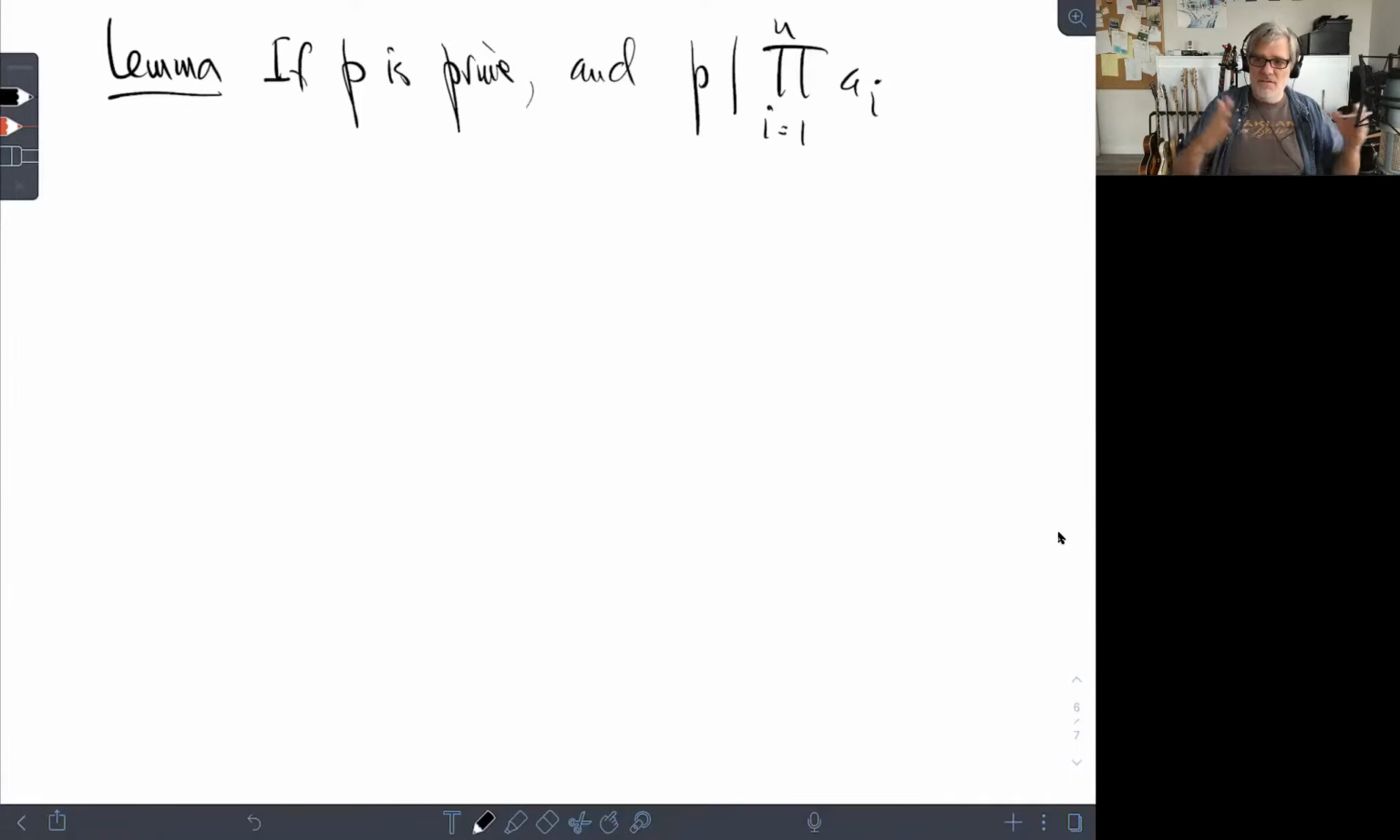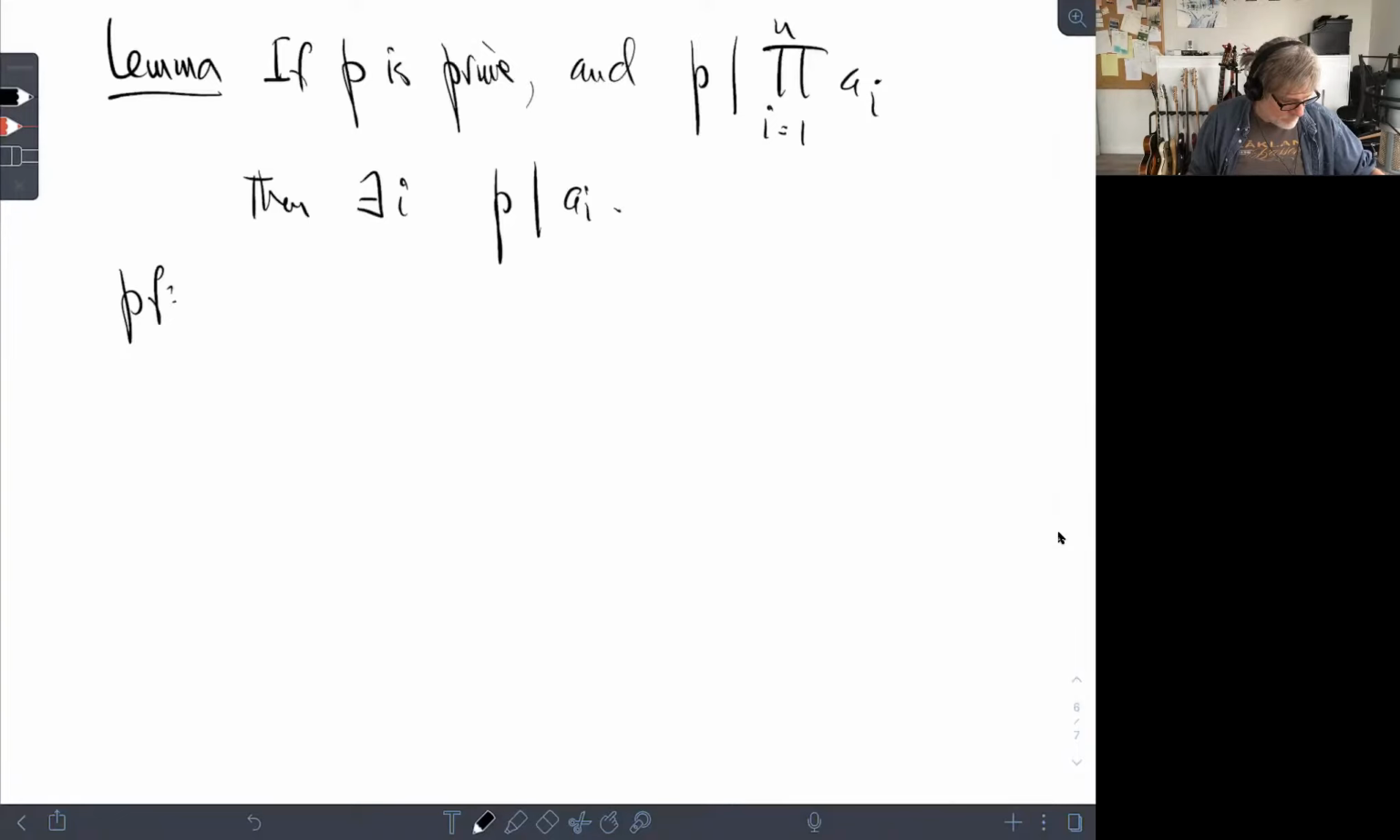Then it has to divide one of these numbers Ai. So if P is prime, then there exists an i such that P divides Ai. We've proved it for n equals 2, but it's true for any n, or any number of integers. These are all integers.